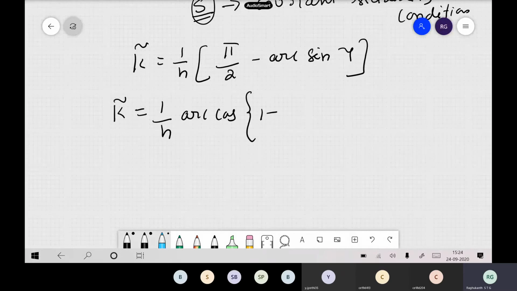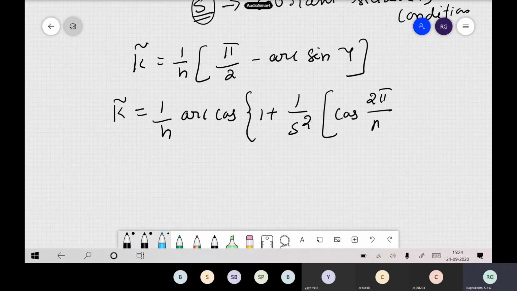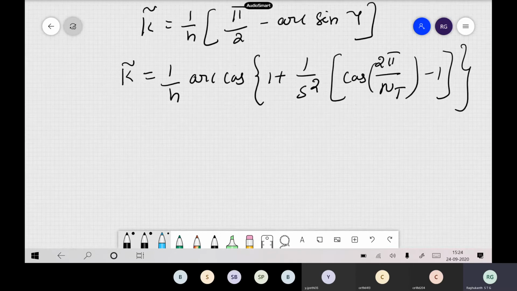Okay, so 1 plus 1 by s square, so cos of 2 pi by nt. So here time will come. This was our expression which we wrote in our last class. This entire term we are calling psi itself.